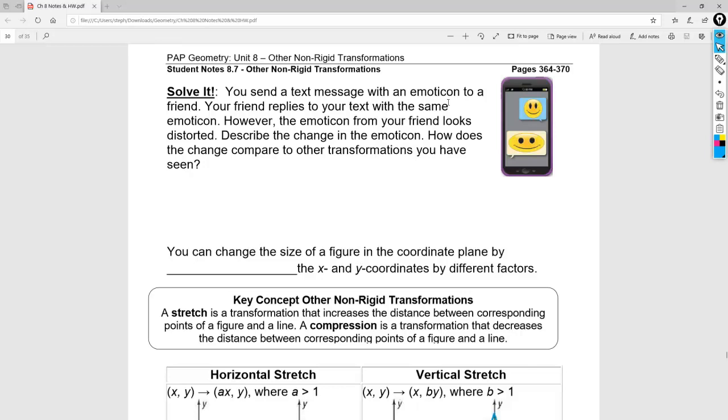Alright, so first thing we're going to talk about, we send a text message with this emoticon and we get a reply, but our reply looks really distorted compared to the original one. Okay, so what transformation occurred to make our emoticon so distorted? Well, it looks like this is a horizontal stretch.